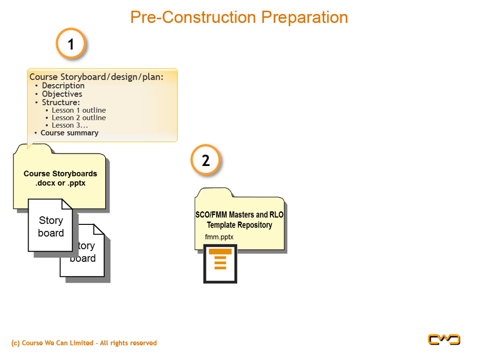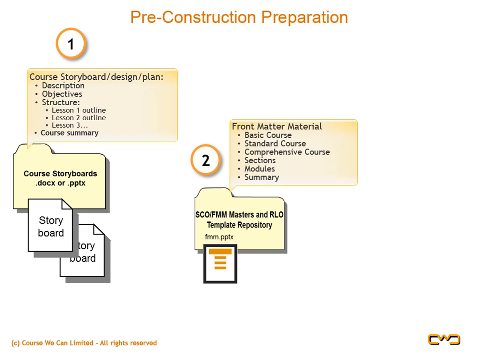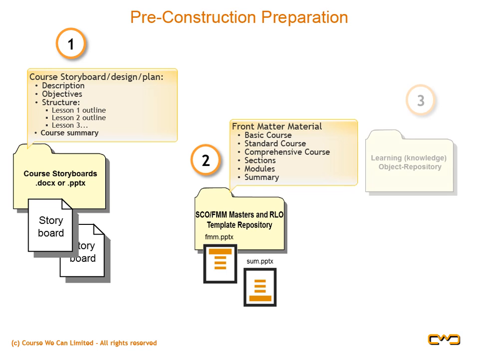The next preparation would be to create our front matter material masters, which are sometimes referred to as shared content objects, or SCOs. Typically, we would create front matter material files for 3 types of course construct, such as basic, standard, and comprehensive courses. In addition to front matter files, we would create a summary master file for use on basic courses and modules.